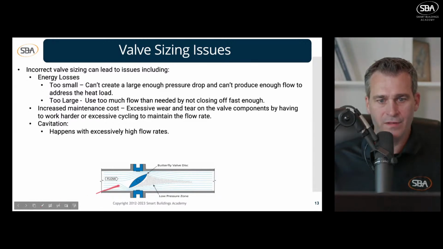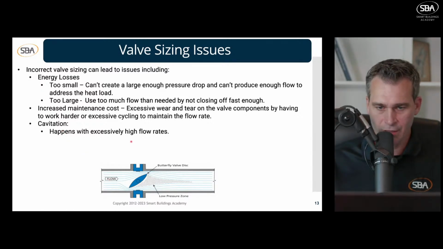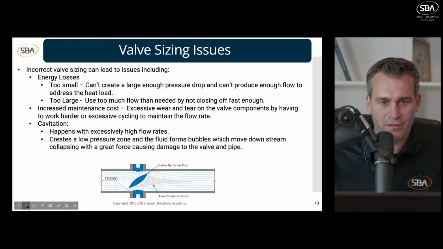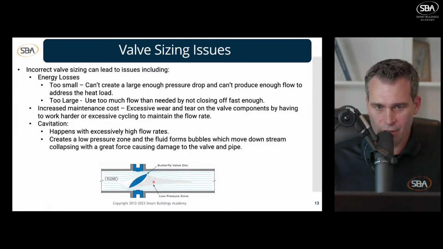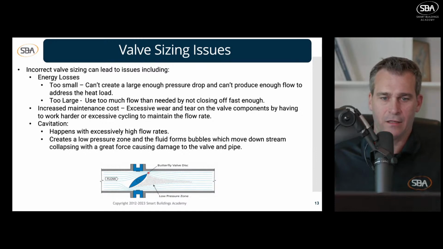Cavitation. This is a picture over here. I don't know why I didn't animate it until now, but this is an example of cavitation. This happens when we have excessively high flow rates. And with the physics and nature of water, when that happens, it basically creates a low pressure zone, and it forms bubbles that move up and down the stream. We have high velocity going around this disc here on the valve body, and that's causing air bubbles to form around it and downstream. Once those bubbles form, they also collapse within the pipe, and that can cause great force, causing damage to the valve and the pipe.